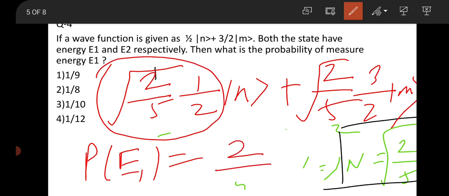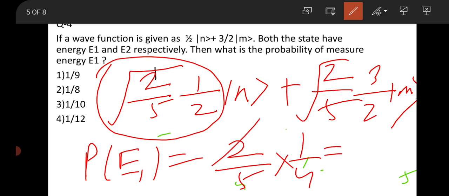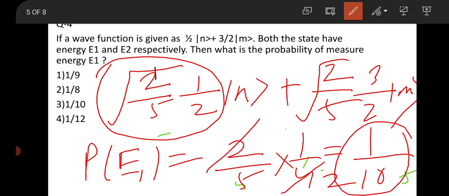So this will be 2 by 5 into 1 by 4. The 2 is cancelled with 4, so it will be 2. So 1 by 5 into 2, that is 1 by 10. So 1 by 10 is the correct answer to the question. So option 3 is the correct answer.